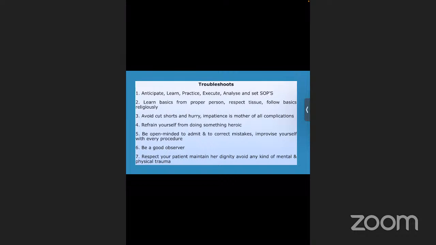Another thing, respect tissue. Respecting tissue while dissecting is very important. If you handle the tissue roughly, then again, it is not going to help you. Follow the basics religiously. Again, it is very important. Learn basics from a proper person and follow them religiously. They are going to help you with complications and problems.